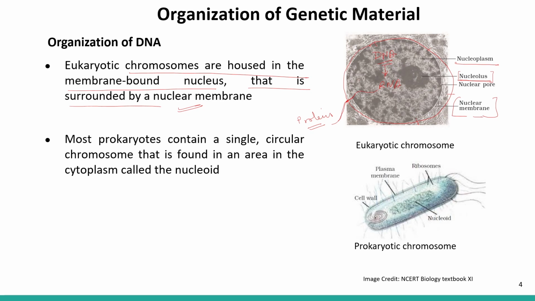Most prokaryotes contain a single circular chromosome that is found in an area in the cytoplasm called the nucleoid. Here we can see a bacterial cell, a prokaryotic cell, with a nucleoid structure. The chromosome is circular, a single circular chromosome structure.